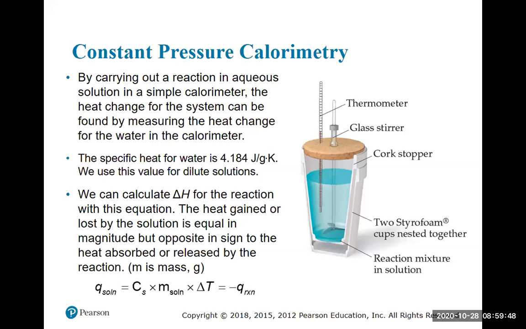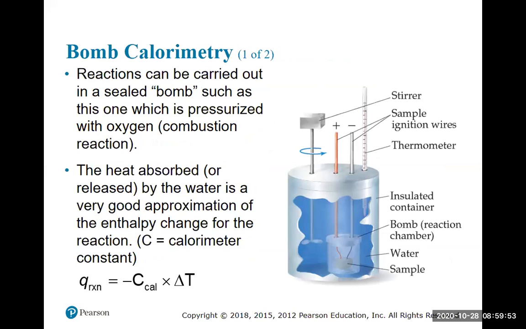Just some more information about the calorimetry experiments. The bomb calorimeter, the thing that was introduced here, is that down at the bottom we have the heat for the reaction equals minus C cal times delta T. And C cal is the calorimeter constant. That's something you would determine experimentally for the particular system you're using, and you would plug that number in.